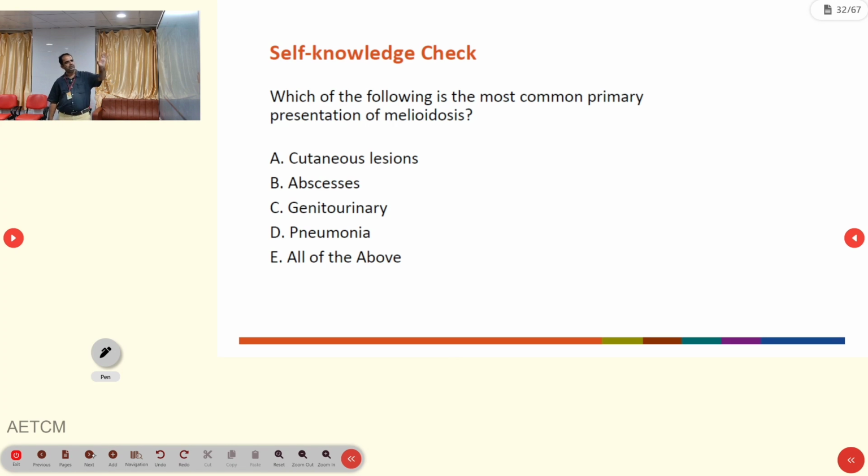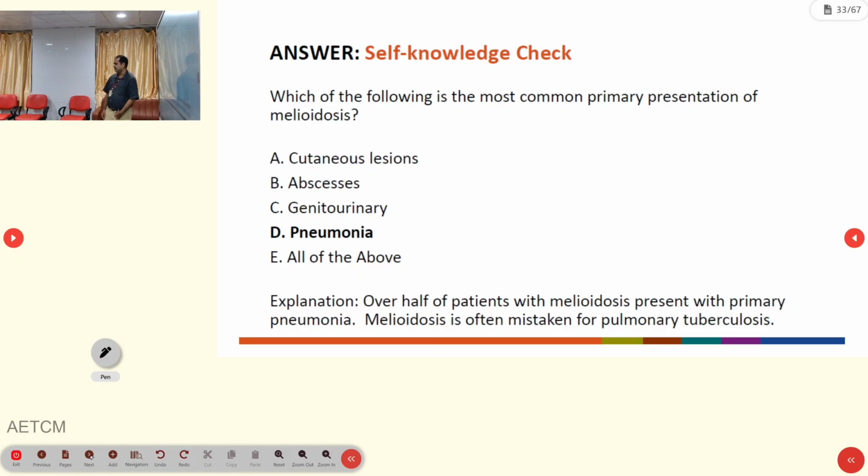So which is the most common presentation? Cutaneous lesions, abscess, genitourinary, pneumonia, all of the above? Which one is the most common? We inhale. Pneumonia is the most common, because that is the easiest way to get it. Ingestion, etc., is difficult. Pneumonia is the most common way of getting it. So acute pneumonia presentation in a diabetic patient, think of melioidosis. So pneumonia is the most common presentation.